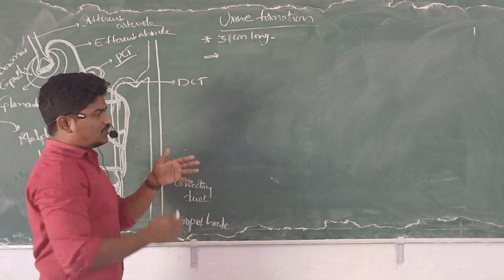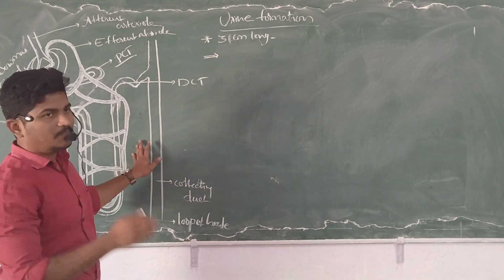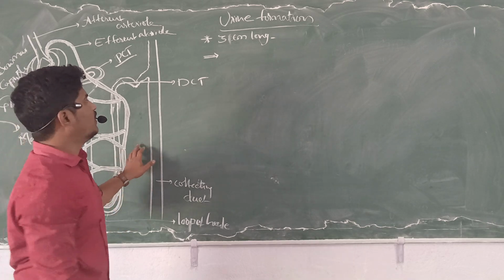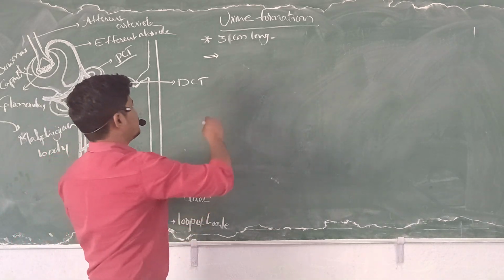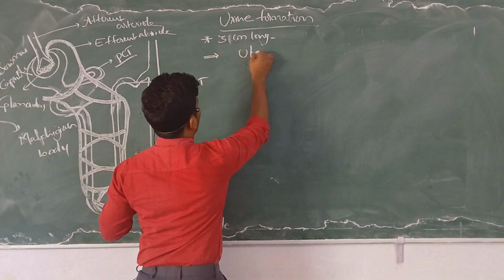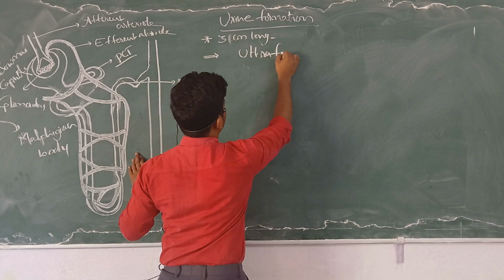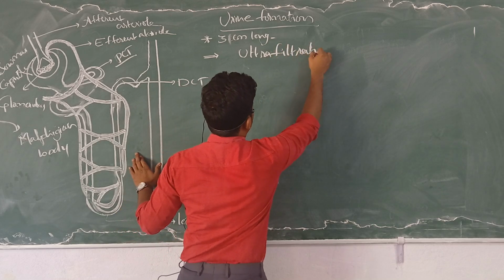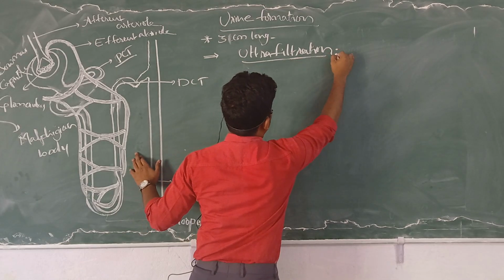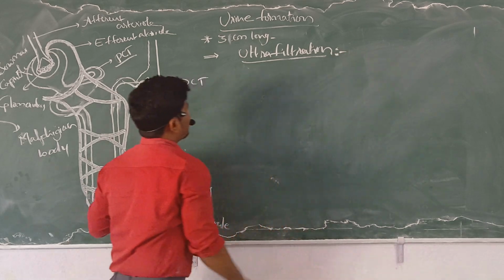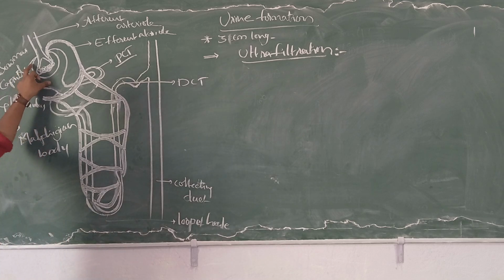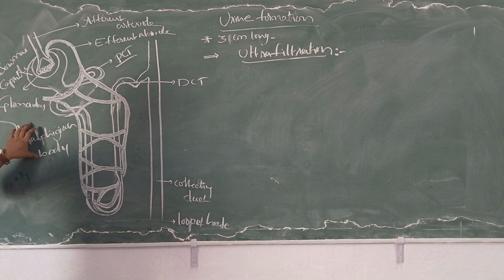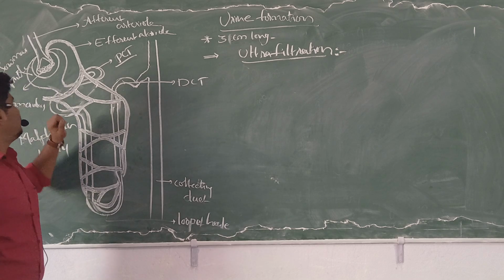Now see how these parts of the nephron help us in the formation of urine. From the starting, in urine formation we have a few steps. Let us start from the first step, ultrafiltration. What is ultrafiltration here? The ultrafiltration process happens in the Malpighian body, and in the Malpighian body we have the Bowman's capsule and glomerulus.